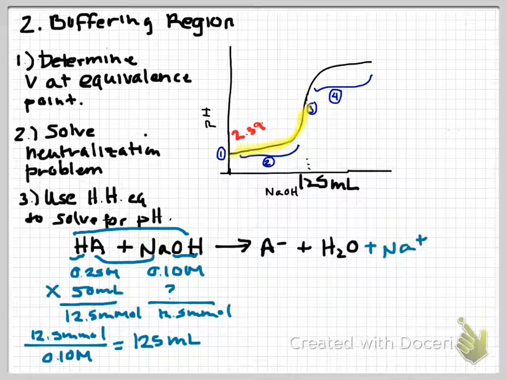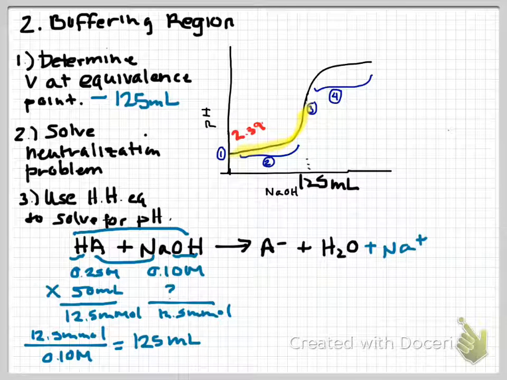So I'm going to write that here. Once I've added 125 milliliters of base, I have reached the equivalence point of this reaction. So now I want to know what happens. How do I calculate the pH in region 2, when I have greater than 0 but less than 125 mL of base in my solution?